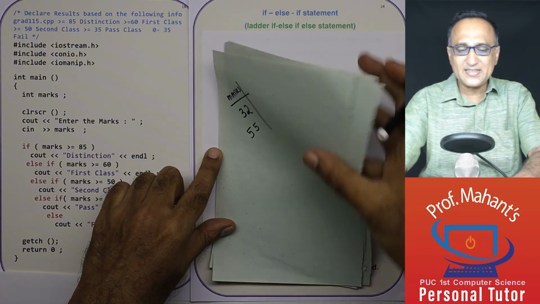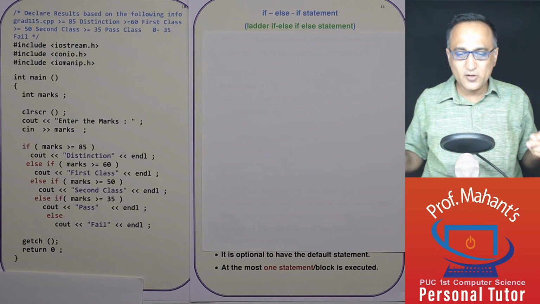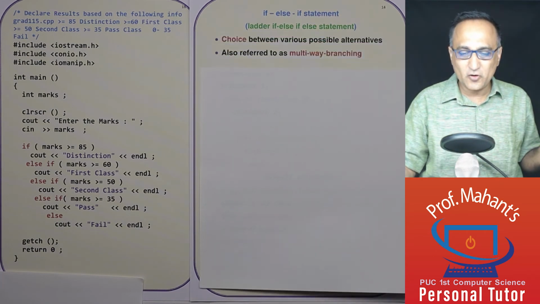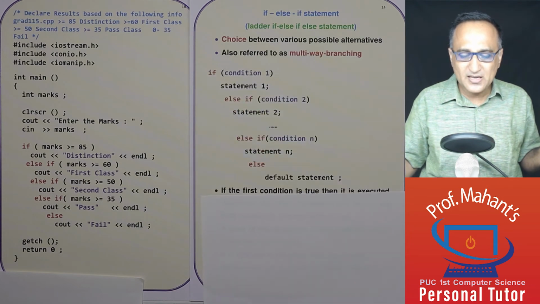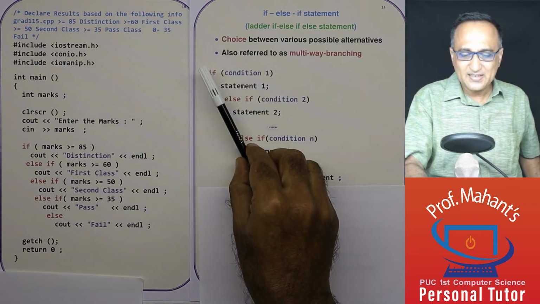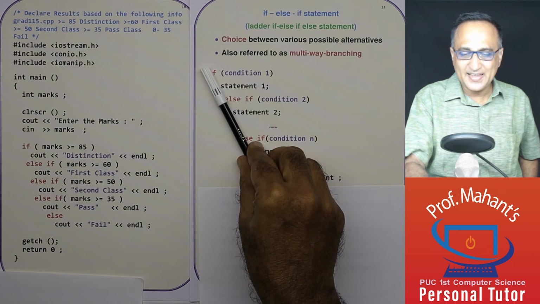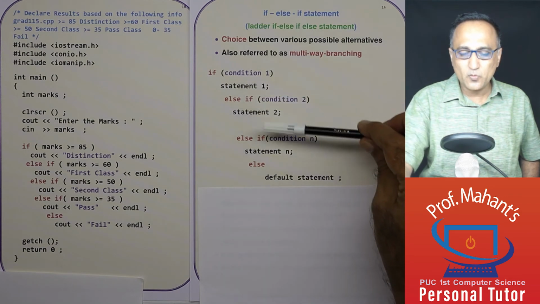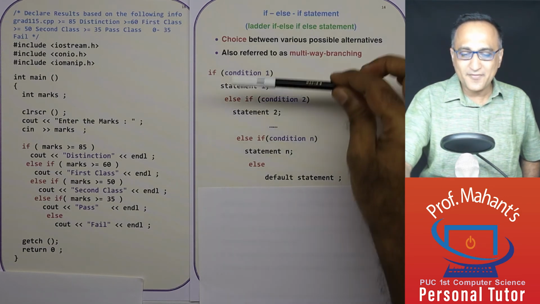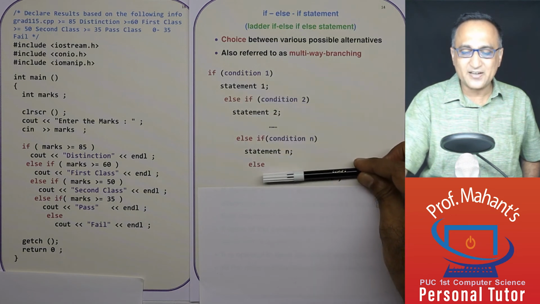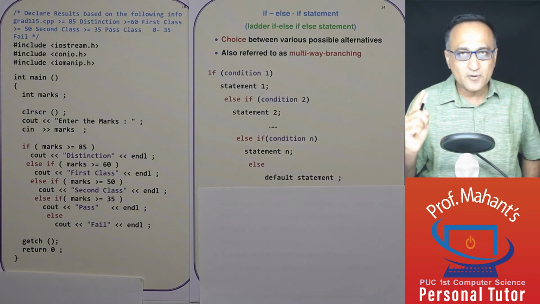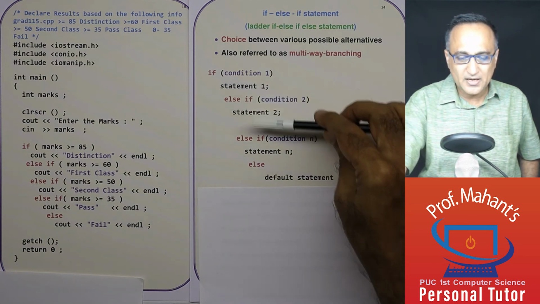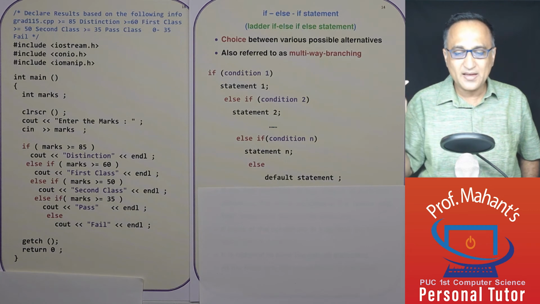Now let us take a look at the syntax of this so that you understand how to write the syntax if you are asked in an exam. So if you see here, this is like a ladder. That's why it's called the ladder else if. This is also an example of multi-way branching because more than one branch exists. So you have to make a choice between one of these alternatives. Not more than one of them is ever going to be executed. At the most, one of them is going to be executed.